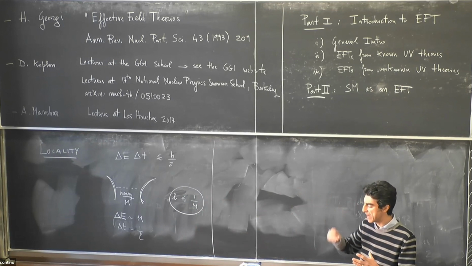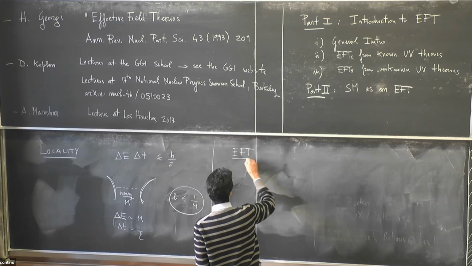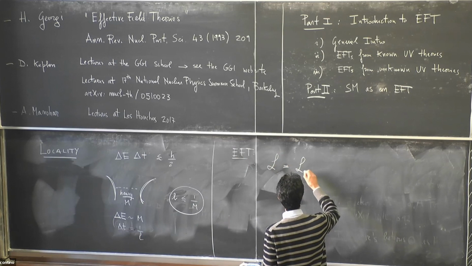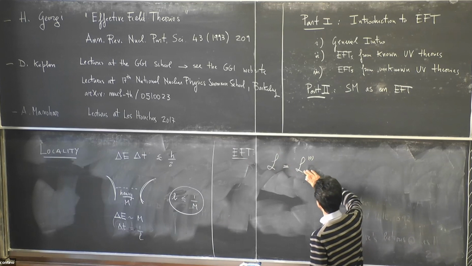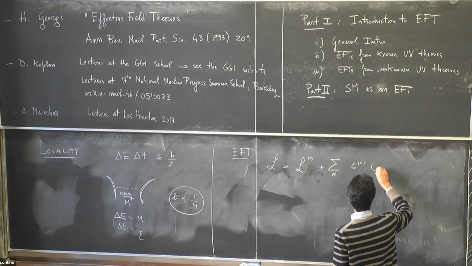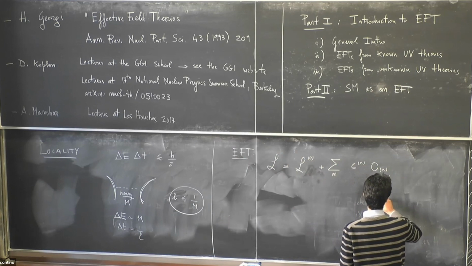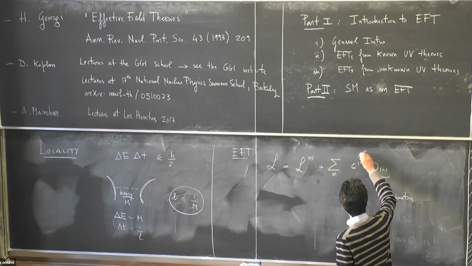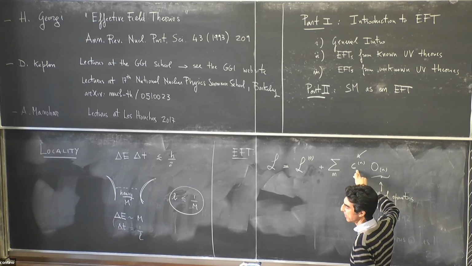So the effective theory would be one in which you organize your Lagrangian as a leading term, which describes the dynamics of your light fields, plus a series of local operators with some coefficients which encode basically all the details of the UV dynamics. So these are the so-called effective operators.